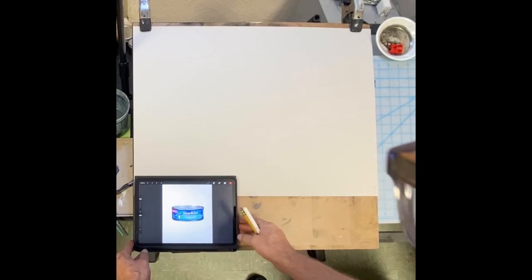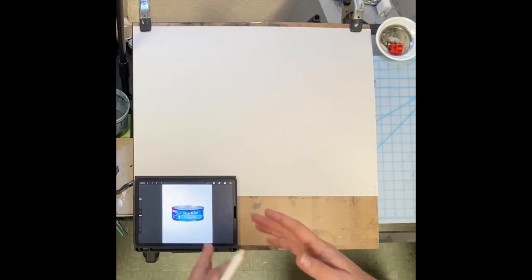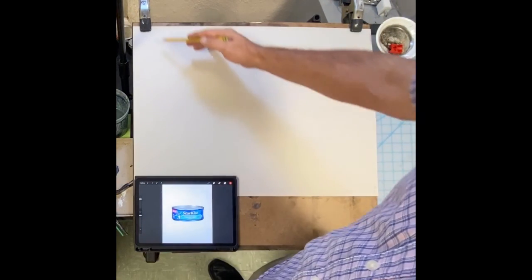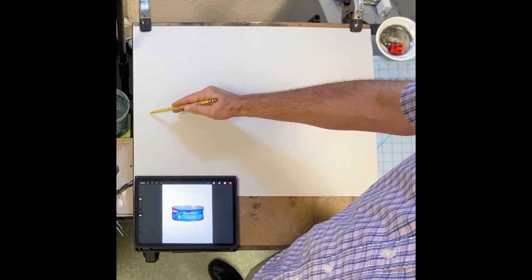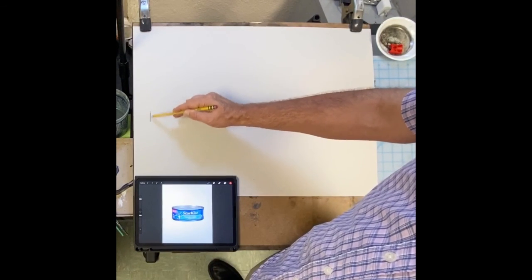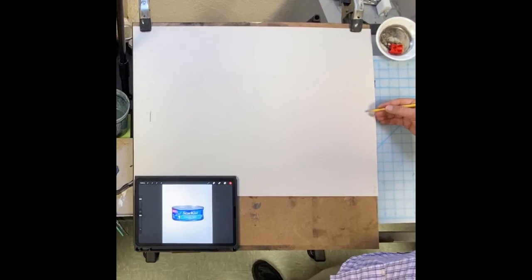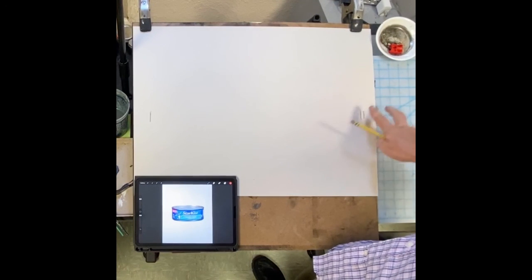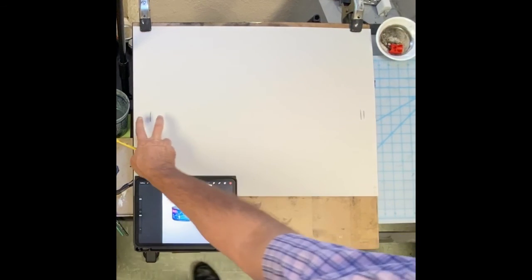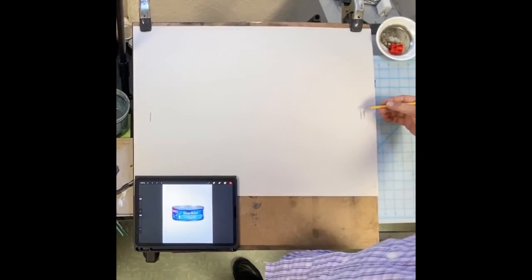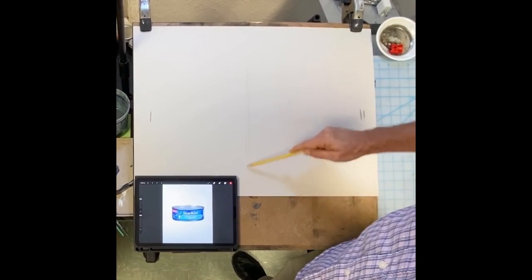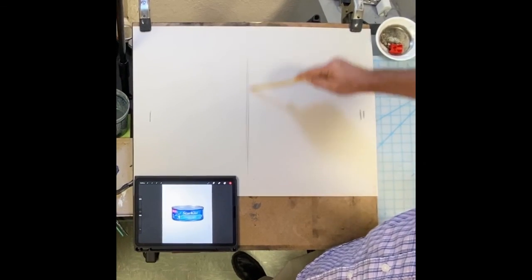So again, the most important thing here is we're looking for the longest angle. So I know that I want it to be centered in the page, so I'm going to make a mark here and make a mark here so that the distance on either side is equal. And then I'm going to find the center of those two marks for my center line.